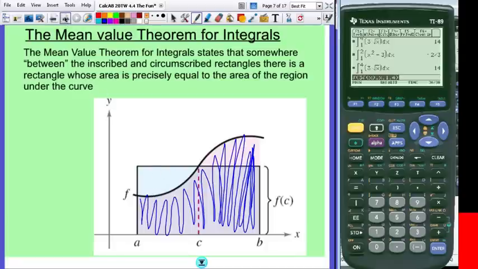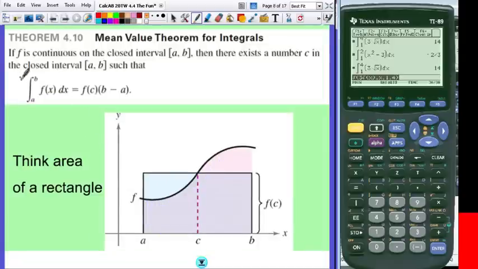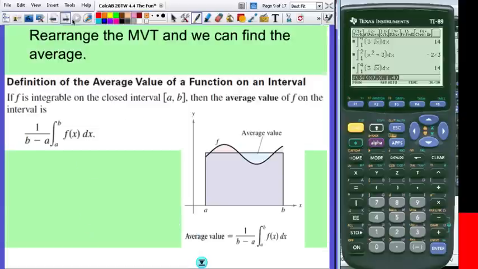So let's see what that looks like. We have actually a formula for this. So the mean value theorem states if you're integrating f of x from a to b, it equals f of c, which is the c we're trying to find, times b minus a. And basically this f of c is going to be your height here. So that's this height. And then length times height, and length would be b minus a, just like a rectangle.